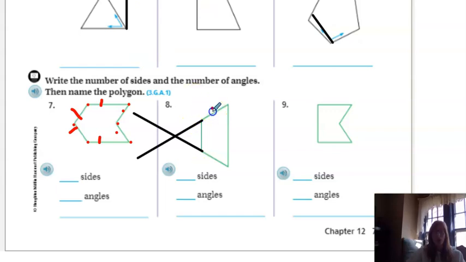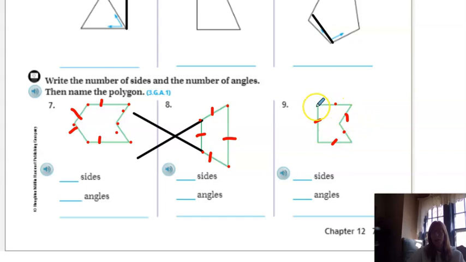So it asks for sides, 1, 2, 3, 4 sides, and then how many angles? 1, 2, 3, 4, and it has 4 angles, and then it asks for the name of it, and that would be a trapezoid.